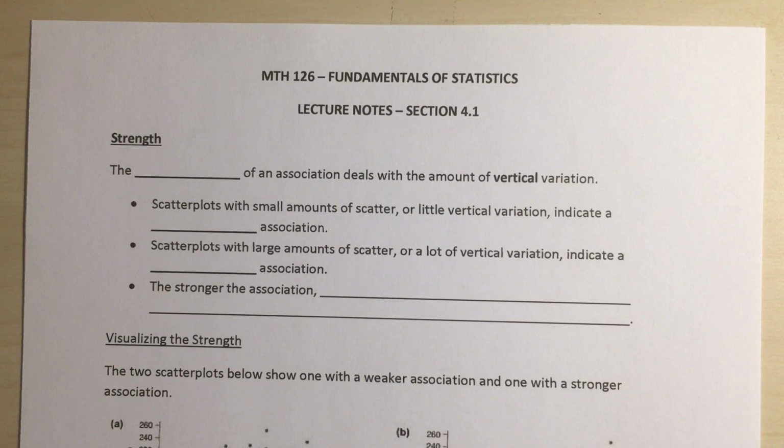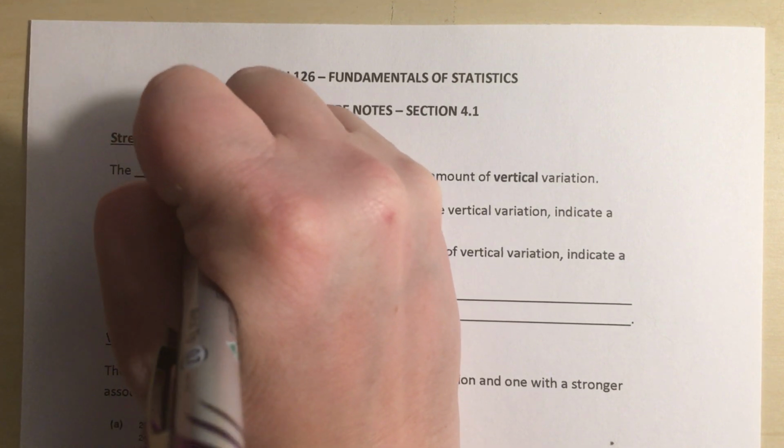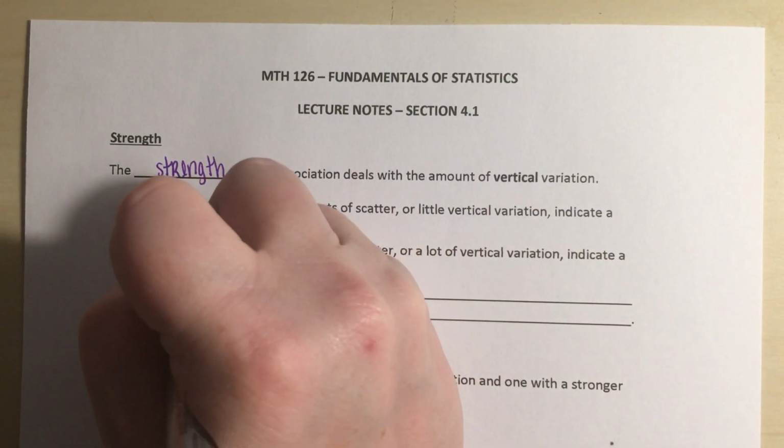Right, so when we're looking at scatter plots, we're looking at three things. The first one that we just saw was trend. The next thing that we're going to look at is going to be strength. So the strength of an association deals with the amount of vertical variation. So scatter plots with small amounts of scatter or little vertical variation indicate a strong association.